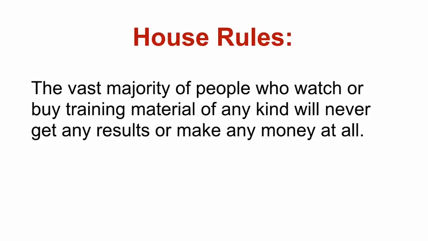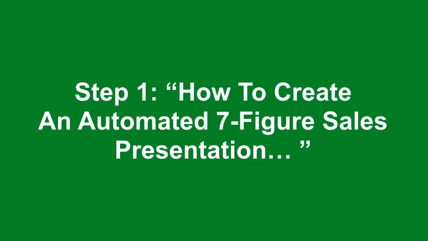All right, so if you are still with me after that little rant, it is time to dive in and get to work. You have made it to the meat. So here we go. Step number 1, how to create an automated 7-figure sales presentation. And so right now I'm going to show you how to create one that has the ability to sell at least $1 million or more worth of your product or service this year. And in order to do that, it has to be able to do some very specific things in fact. So let's start by defining what that kind of presentation actually looks like and what features it must contain.